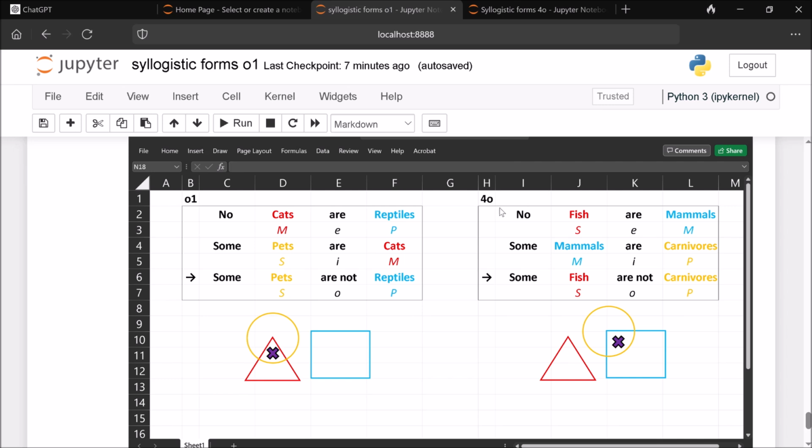However, Model 4.0 argues that no fish are mammals, so no triangles are rectangles. Some mammals are carnivores, so some rectangles are circles. Therefore, some fish are not carnivores, which is that some triangles are not circles. And again, I'm not an expert in syllogism, but it just seems to me that something is off about this specific figure in the response of Model 4.0.